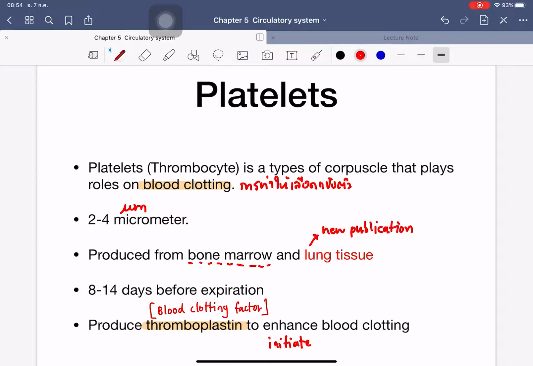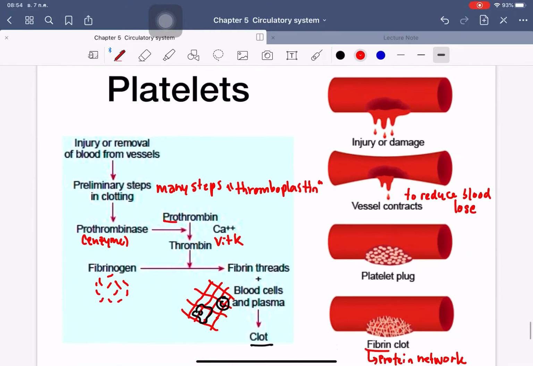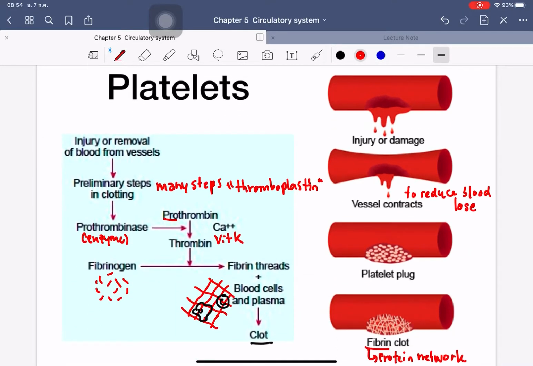And it initiates the blood clotting process. It means that if you lack platelets, you cannot control the bleeding. So it is uncontrolled bleeding. As you see here, this is the steps of the controlling. First, you have an injury and blood leaves the blood vessels, so that will start the steps of clotting.